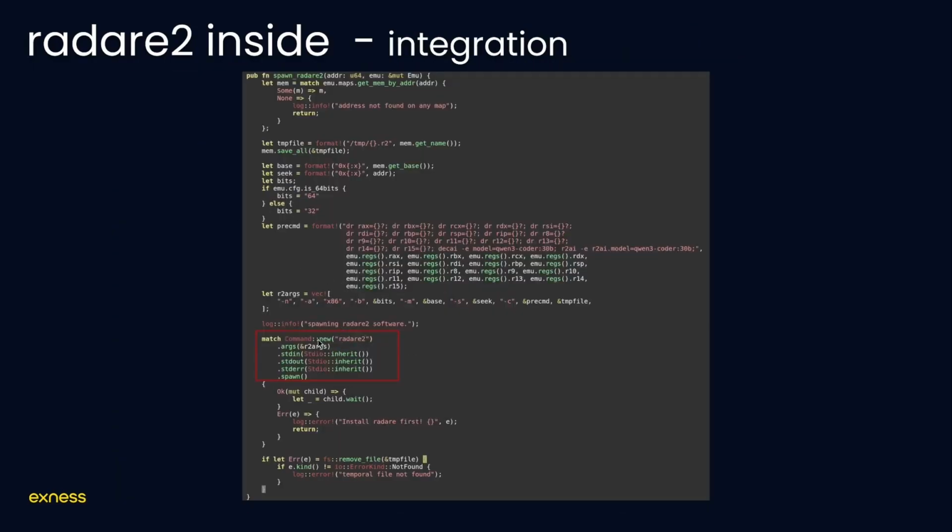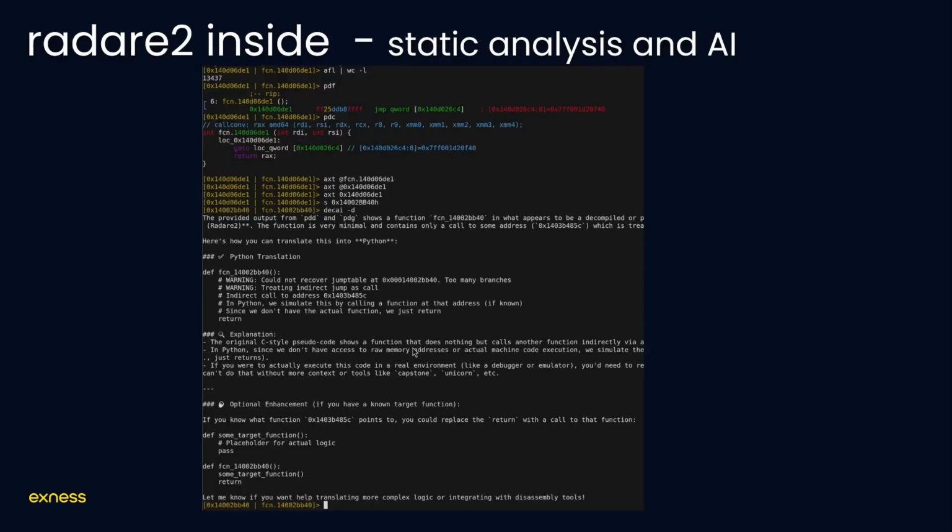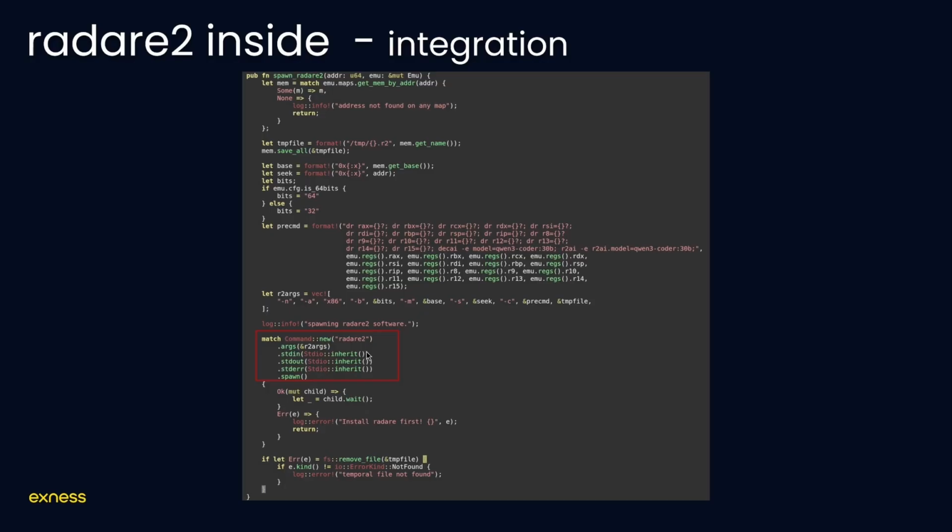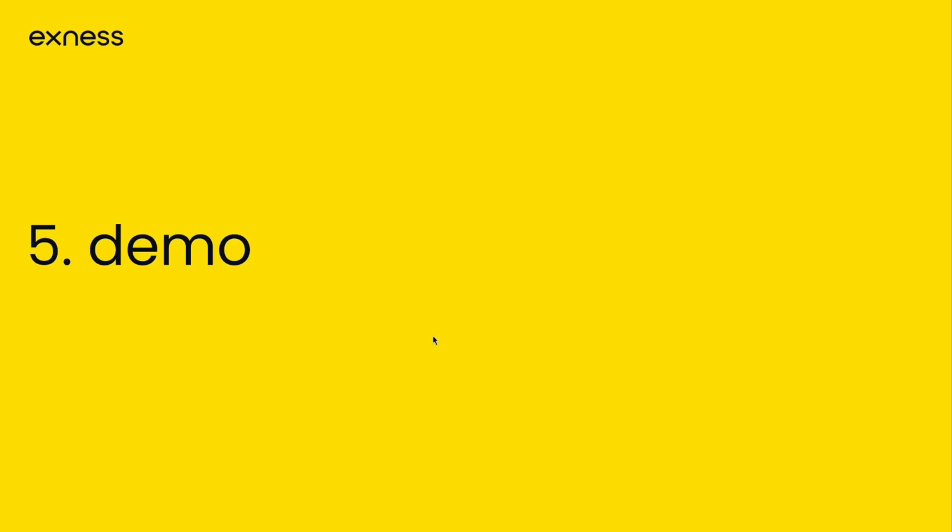And the Rust magic happens because this is a fork and exec, transferring stdin, stdout, stderr, so transferring all the user interaction to Radare. But if in Radare, for example, I press quit, it returns to the emulation and I can switch between both contexts. Okay, let's do a demo.